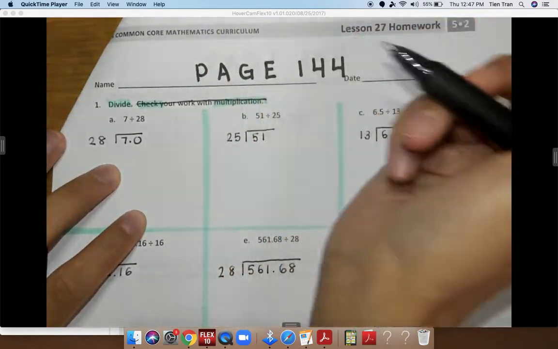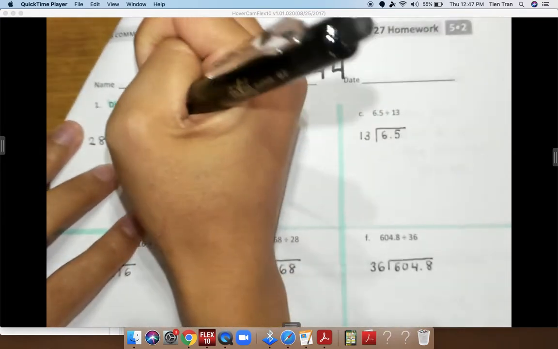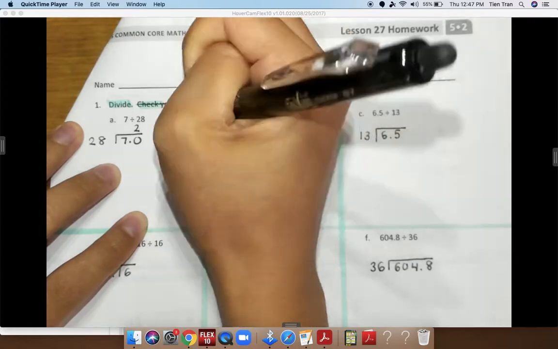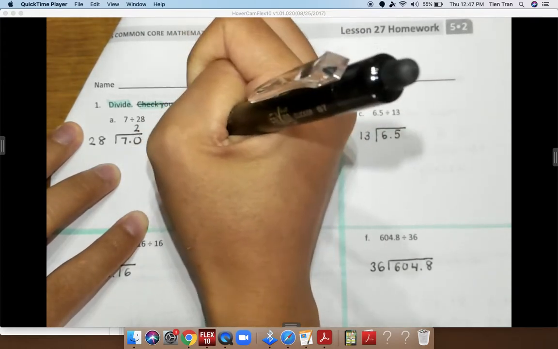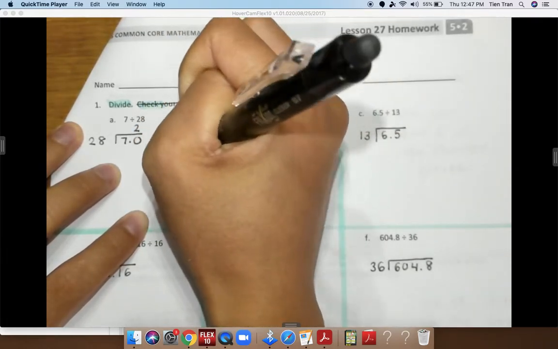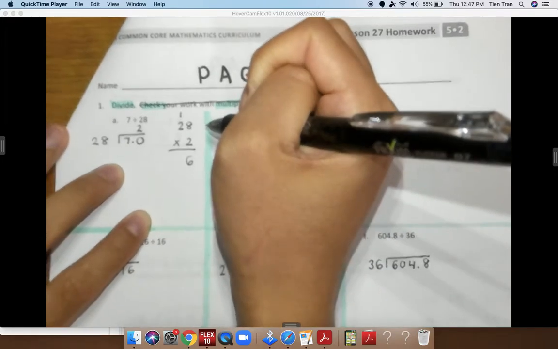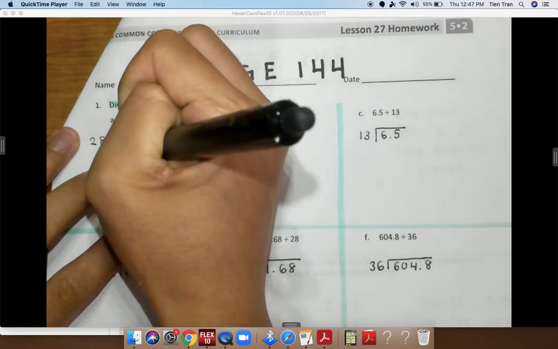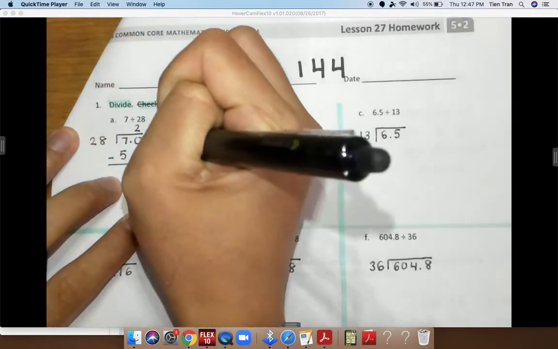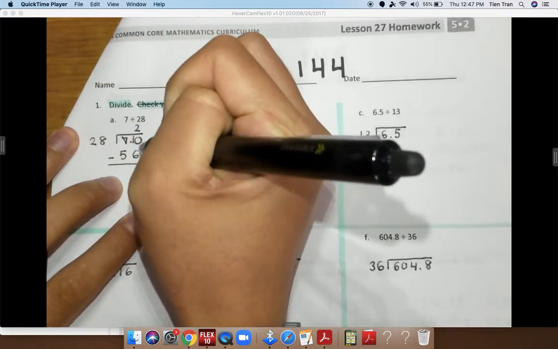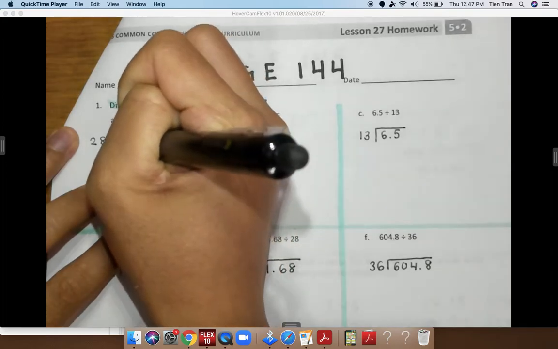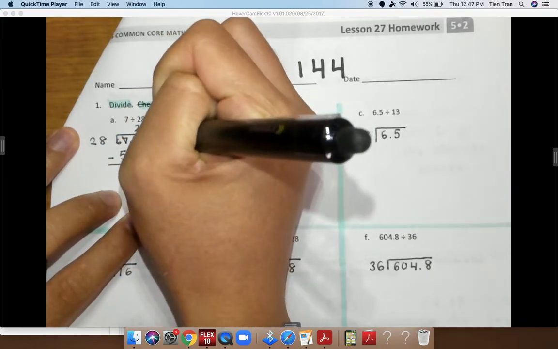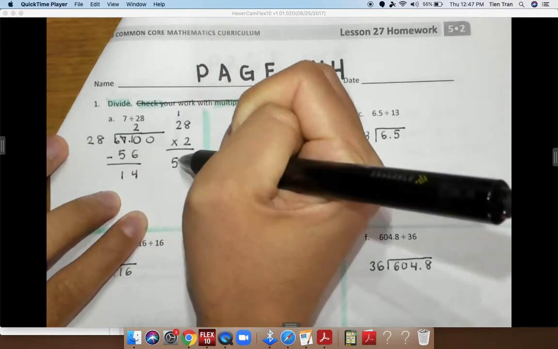So 28 can go into 70. Let's try about 2 times. 28 times 2. 8 times 2 is 16, 2 times 2 is 4, plus 1 is 5, so I get 56. I'm going to subtract. I'm going to regroup. 10 minus 6 is equal to 4, 6 minus 5 is equal to 1. Add another 0 at the end.